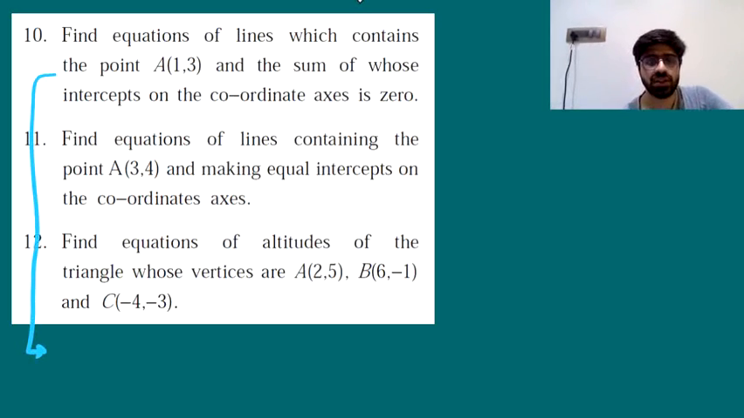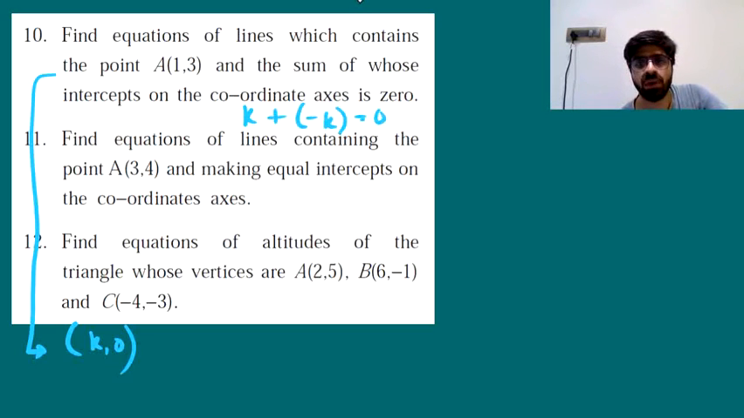So the line is passing through k, 0. Because the x-intercept was k, the line passes through k, 0. The y-intercept will be minus k. The sum of the intercepts has to be 0, right? So if one is k, the other has to be minus k. Then only the sum will be 0.